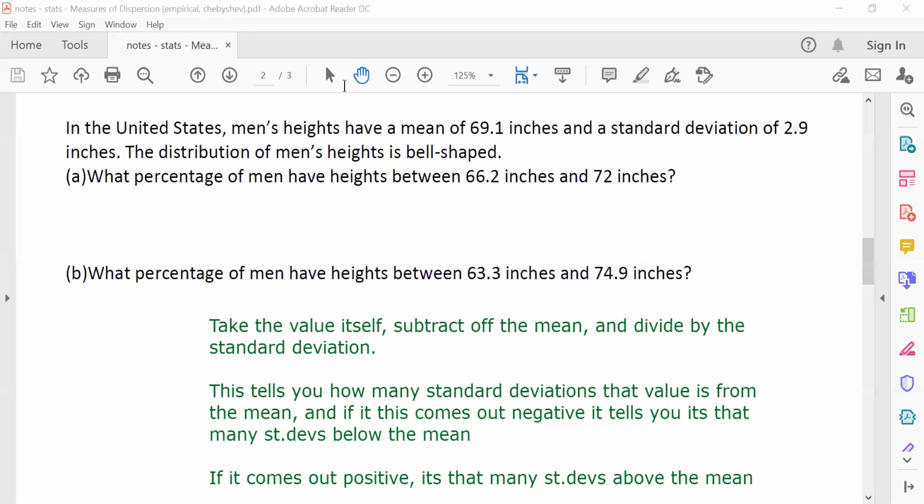Guess what? That's actually one of our major concepts we're going to talk about. That's called a z-score. We'll discuss what it is in more detail later, but you take the actual realized value, subtract off the mean, and divide by the standard deviation. You compute a z-score. What a z-score does is it tells you how many standard deviations a given value is from the mean of that data set. And if it's positive or negative, it tells you which direction from the mean it is. That is something that's going to be very useful here.